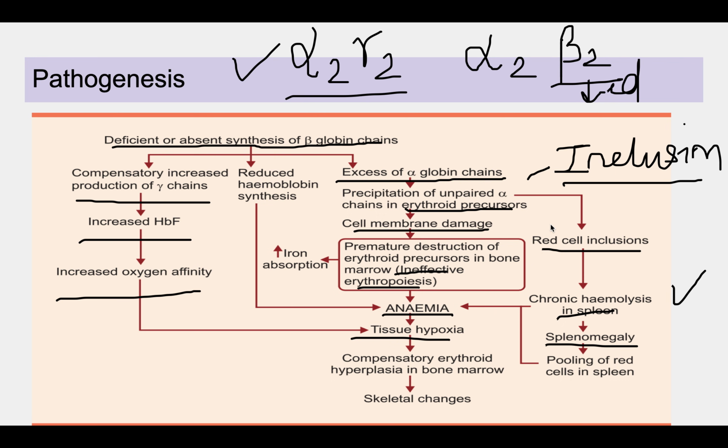And because of tissue hypoxia, the body will try to compensate by formation of more erythroid precursors in the bone marrow. So this is all the pathogenesis of thalassemia major. Mainly it depends upon there being an excess of alpha globin chains, then a compensatory rise of the gamma globin chains also, and this leads to ineffective erythropoiesis.